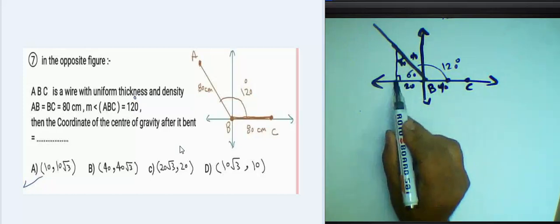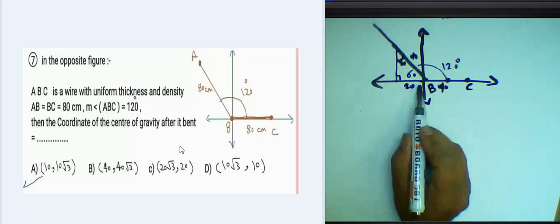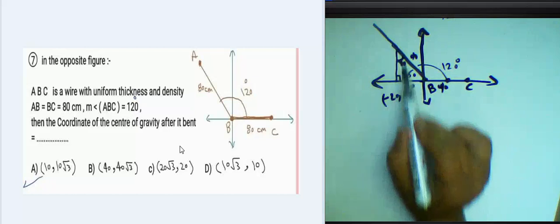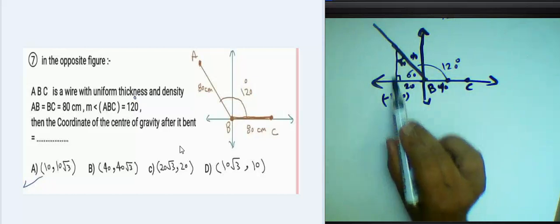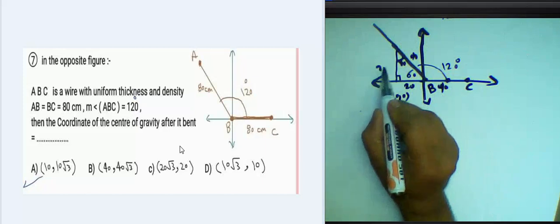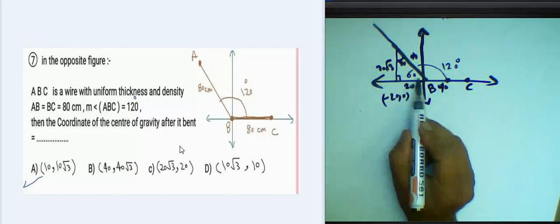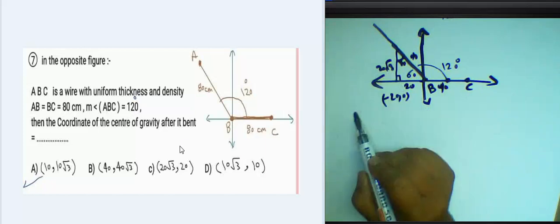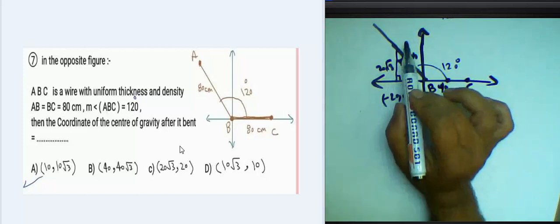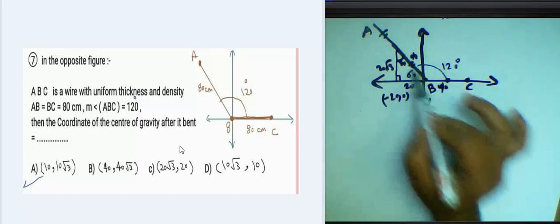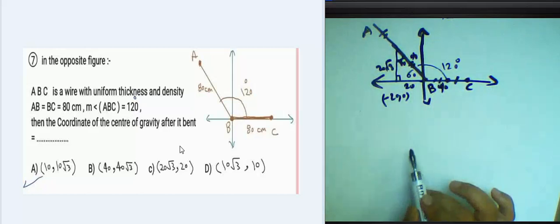Then the coordinate of this point equals what? Negative 20 and 0, and moving from this point negative 20 and going up here 20 root 3, because we have a 30-60 triangle. It will be 20 root 3 here. At this point here is A, and this part is equal to this part.